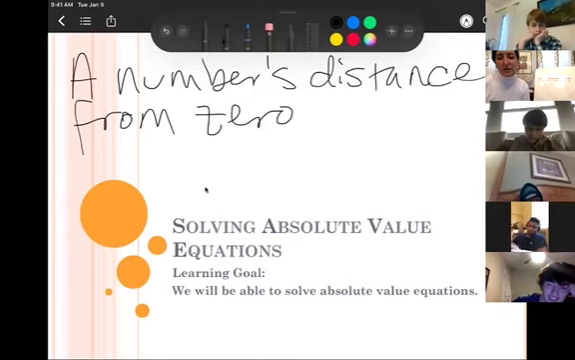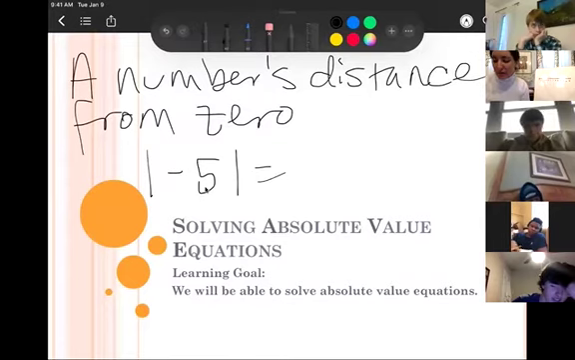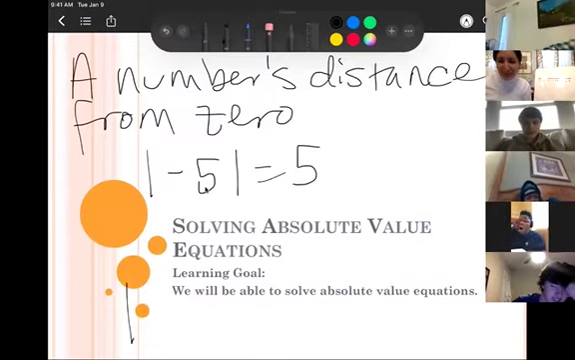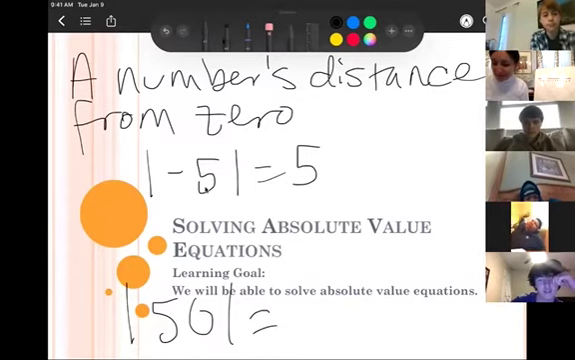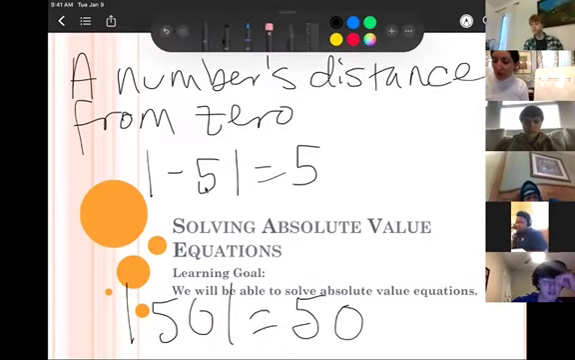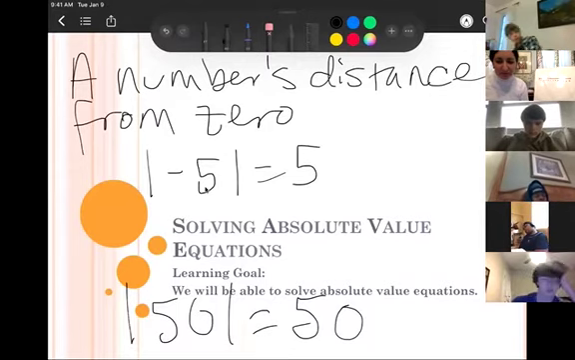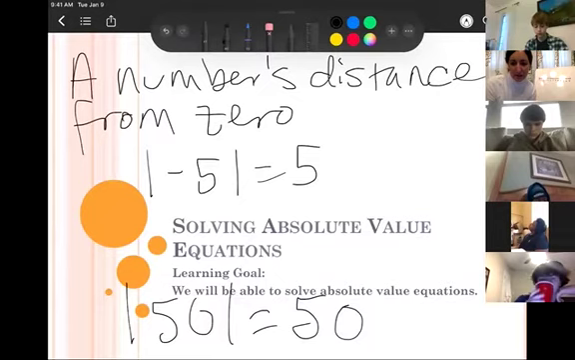If I say to you, Joe Kellers, what's the absolute value of -5? What would you tell me? 5. Yeah. Jack, what's the absolute value of 50? 50. Okay? So everything that comes out of absolute value is positive. Are we all in agreement there? Yes. Okay, so that's going to be really important when we talk about absolute value equations here today.